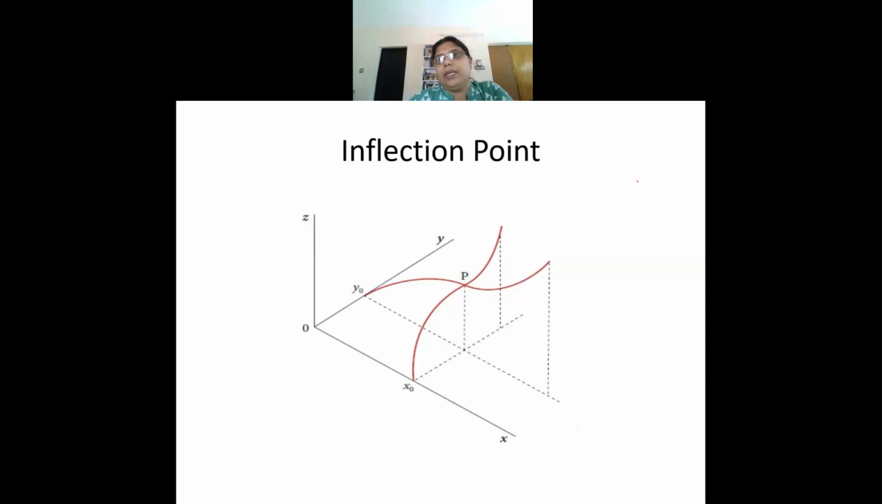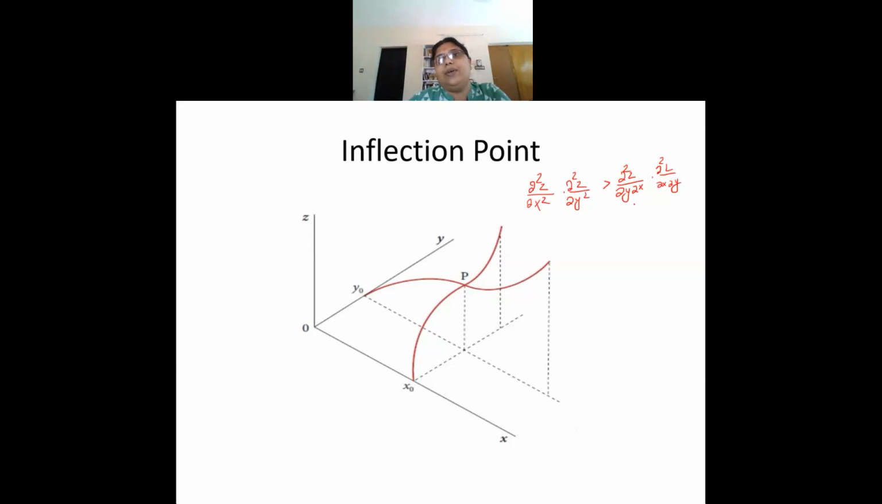Now there is also a third condition, which states that ∂²z/∂x² times ∂²z/∂y² must be greater than ∂²z/∂y∂x times ∂²z/∂x∂y. This is the third condition that must be satisfied in order to ensure that the multivariable function is at its relative maximum or at its relative minimum. Now, if this condition is violated, and instead of greater than it becomes less than, we are violating the third condition.